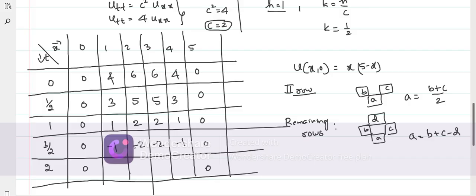0 minus 2, minus 2. Minus 2 minus 1, minus 3. Minus 1 minus 2, minus 3. Minus 3 minus 2, minus 5. Minus 2 minus 1, minus 3, minus 5. And minus 2 plus 0, minus 2, minus 2, minus 1.